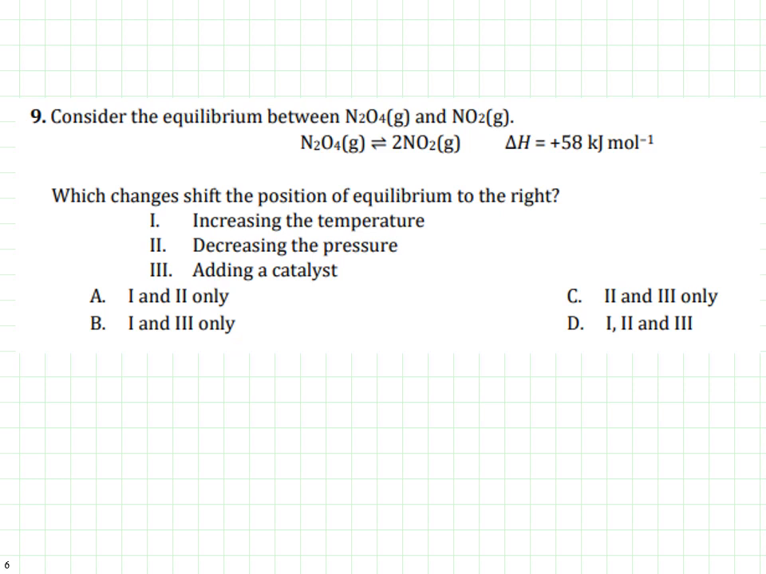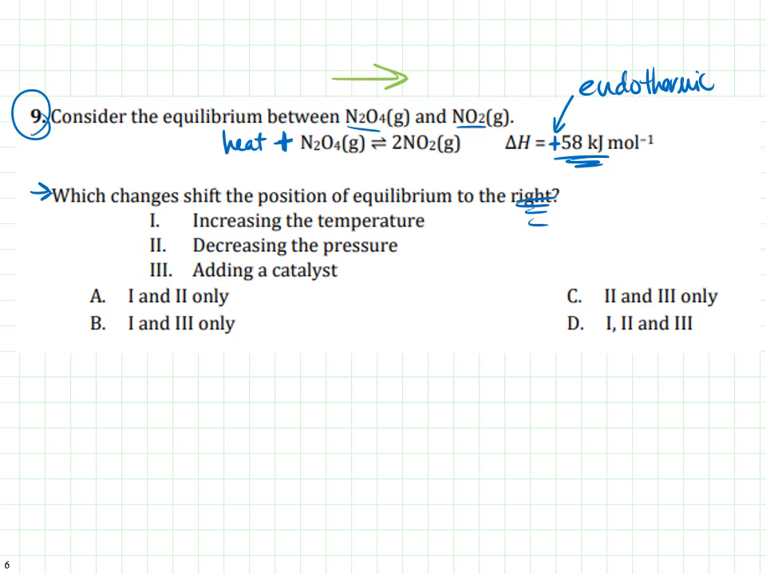Question number 9. Consider the equilibrium between N2O4, dinitrogen tetroxide, and nitrogen dioxide. Notice that they give us the delta H, that change in enthalpy for the reaction. It is positive. That means that this is endothermic. It means that we are adding this energy to the reaction. Since we're adding it, it's kind of like heat is a reactant. I want to figure out what's going to shift equilibrium to the right. So what is going to cause equilibrium to shift to the right?